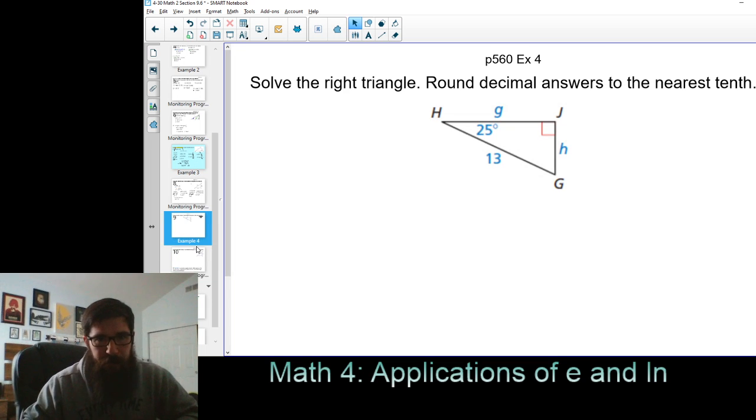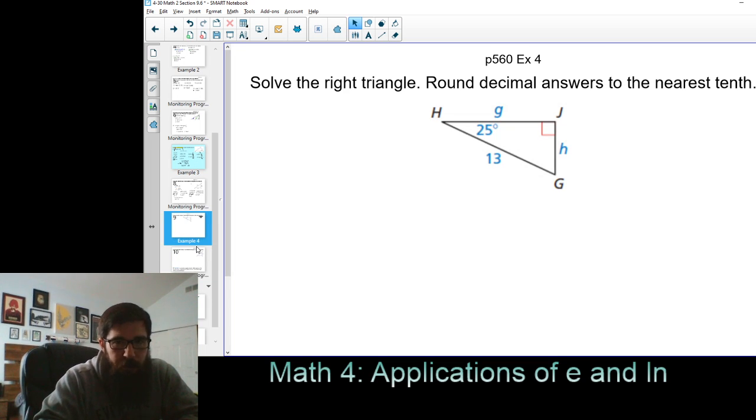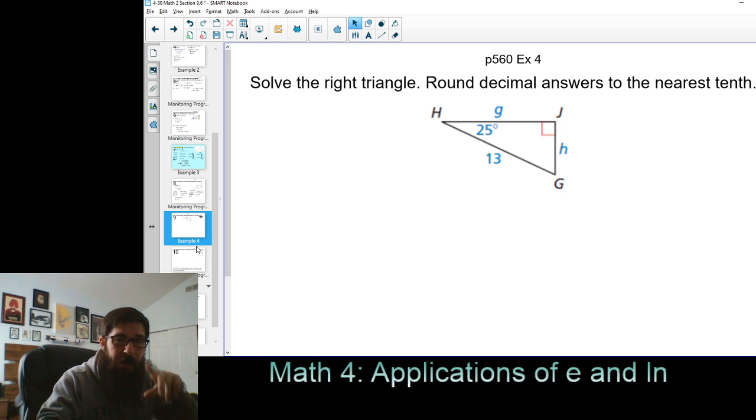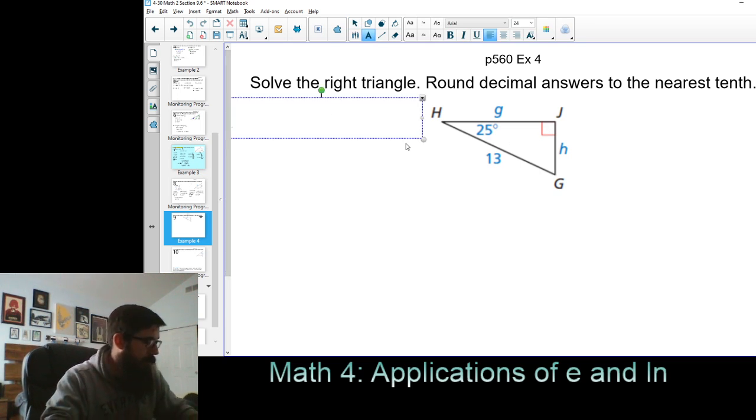Page 550, example 4, because these are going to do it a little bit differently. In this case, it still says solve the right triangle. Round decimal answers to the nearest tenth. We've been doing that the whole time. But I've already given you one angle. Well, if you have a 90 and a 25, you can find G right away. Right? That's not going to be too bad. Just like what we were just talking about.